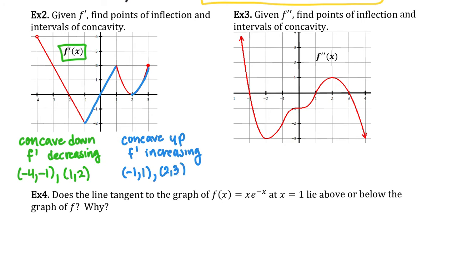Okay, now what else is it asking me? It's asking for points of inflection. Okay, the points of inflection are the x values where the graph is going from concave up to concave down or vice versa. So this was concave down and then switched to concave up. So at x equals negative 1, there is a point of inflection. Okay, now it's concave up, switches to concave down, so at x equals 1. And then also right here, concave down, switching to concave up.